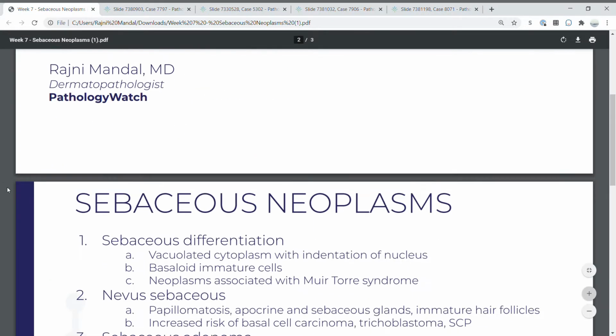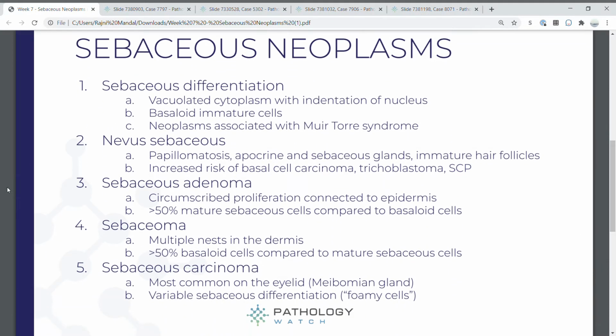So here are your 5 flashbacks for today: sebaceous neoplasms. Sebaceous differentiation is characterized by vacuolated cytoplasm with indentation of the nucleus and basaloid immature cells. Neoplasms are associated with Muir-Torre syndrome. A nevus sebaceous shows papillomatosis, apocrine and sebaceous glands, and immature hair follicles. It can show an increased risk of basal cell carcinoma, trichoblastoma, and syringocystadenoma papilliferum.